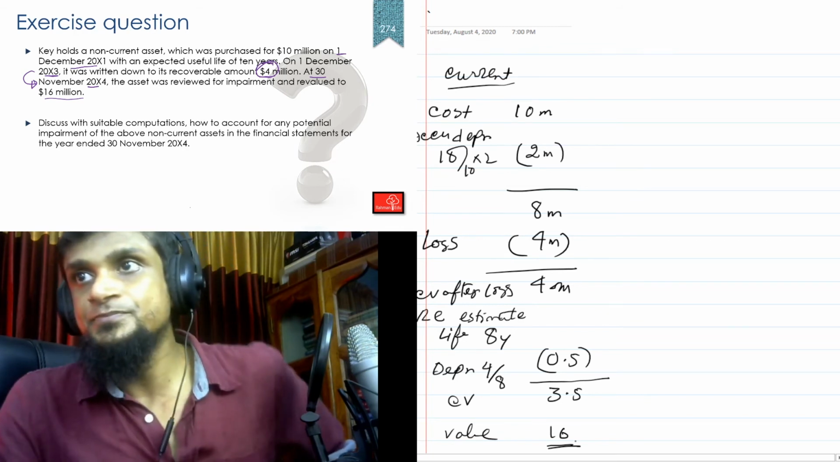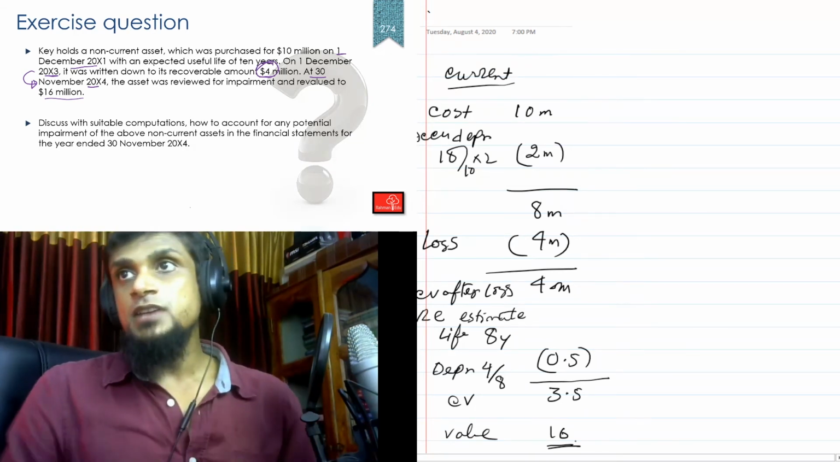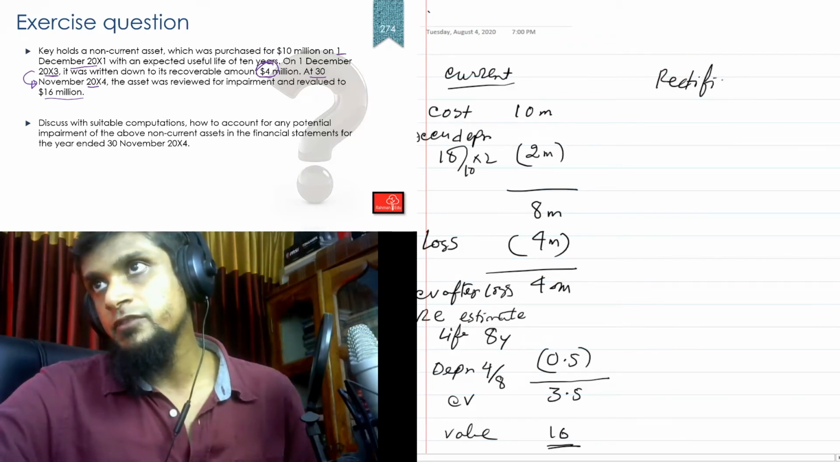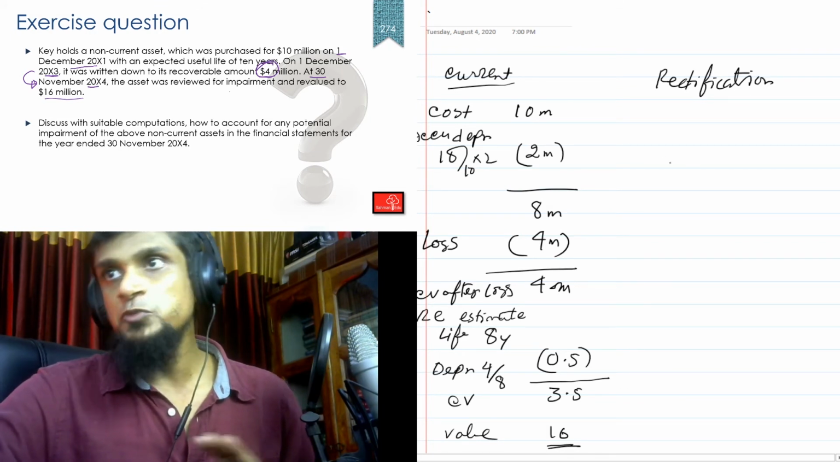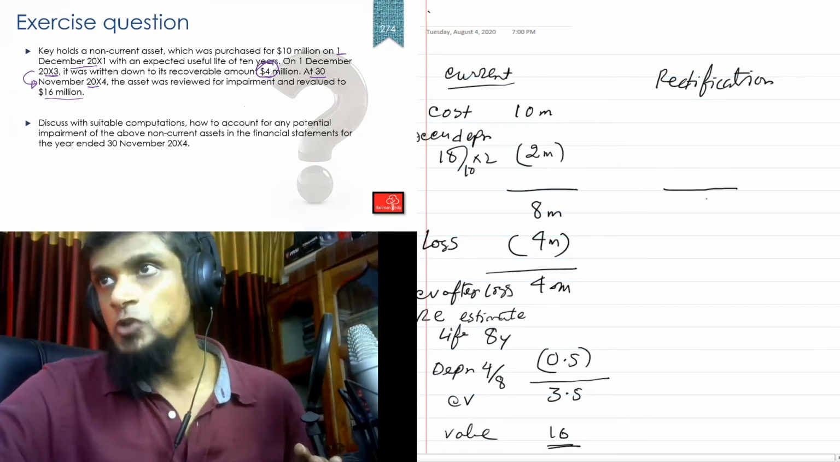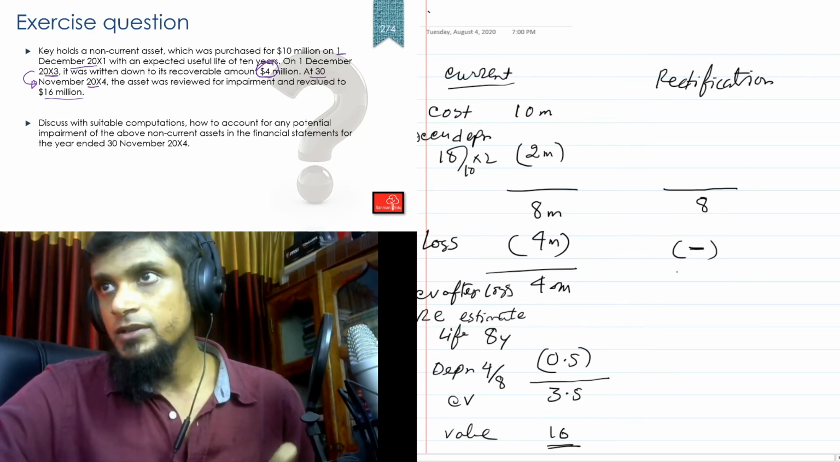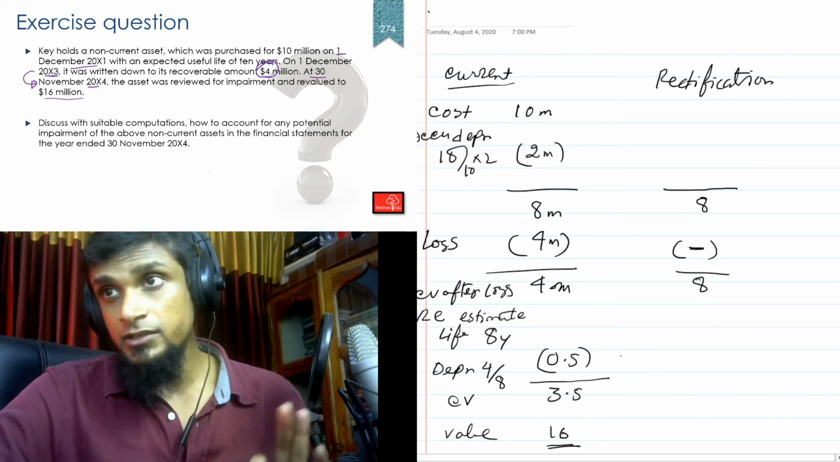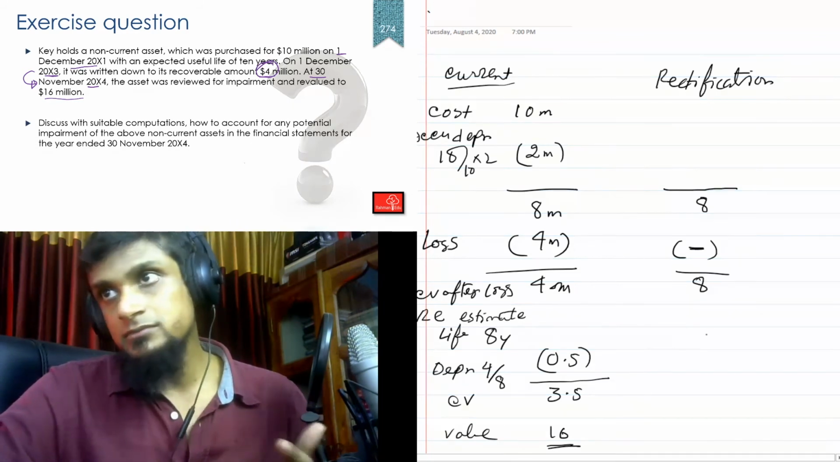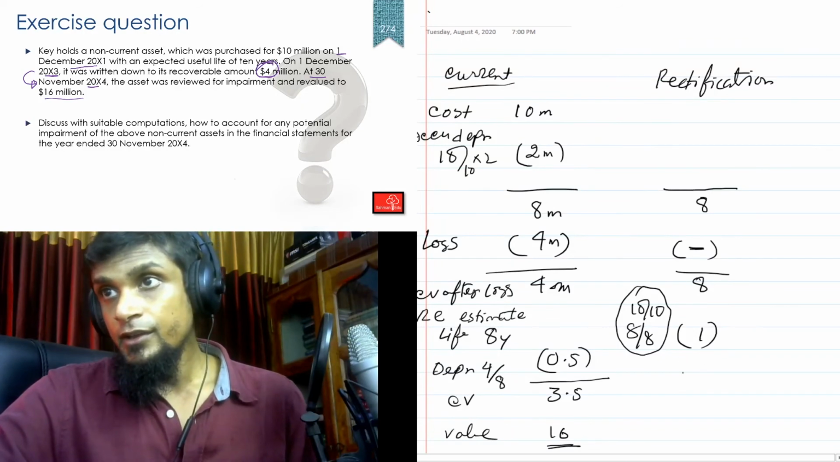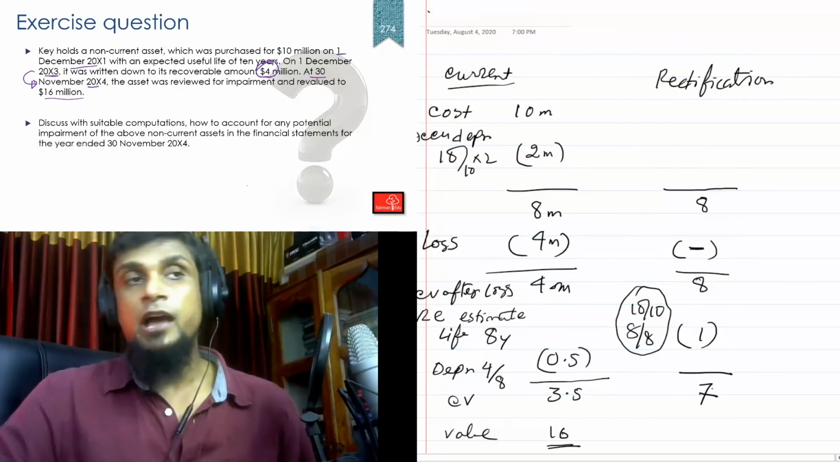And we have this problem. What do I need to do first? I need to calculate a rectified thing. Rectification. There everything will be similar, just the impairment will be ignored. This part is similar, all the same. This impairment loss is ignored. So we still have that $8 million. Then this depreciation is going to be the same $1 million, 8 by 8 or 10 by 10. So carrying value should have been $7 million.